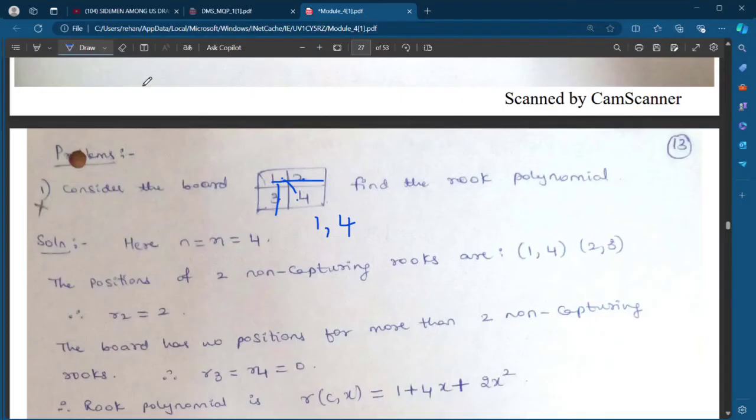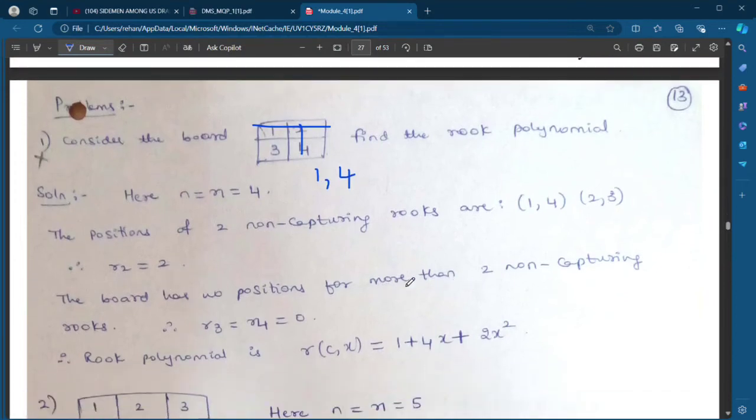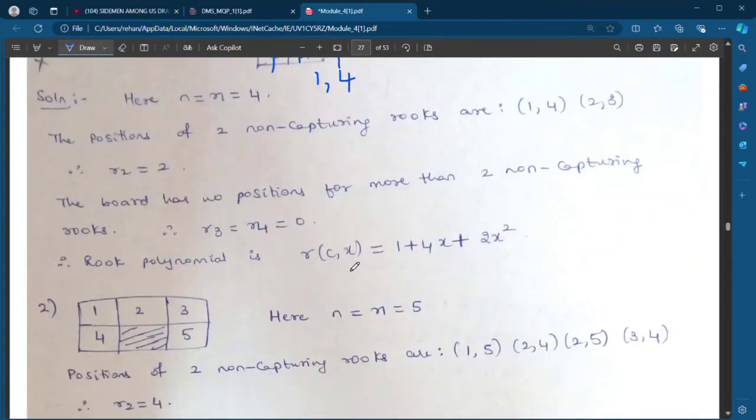Then I can consider 2. If I consider 2, then I have to exclude this, and the remaining is (2,3). So r2 is 2. The board has no position for more than 2 non-capturing rooks. Why? Because if I take this and this, both rows will be used up. So nothing else is left, I don't have any extra term here. That's why r3 and r4 will become 0. The Rook polynomial is R of C, x equals 1 plus 4x plus 2x square.